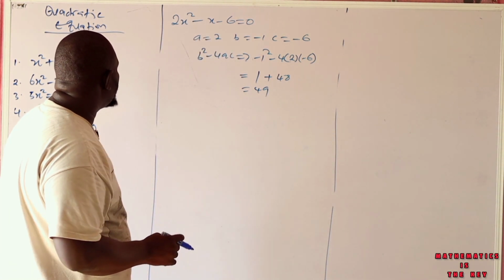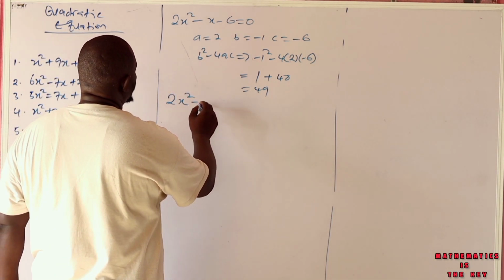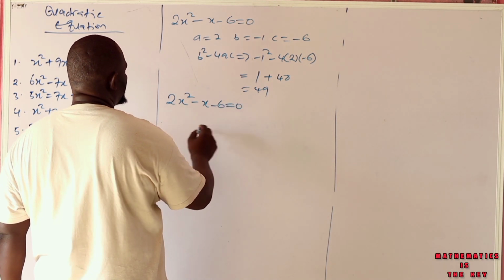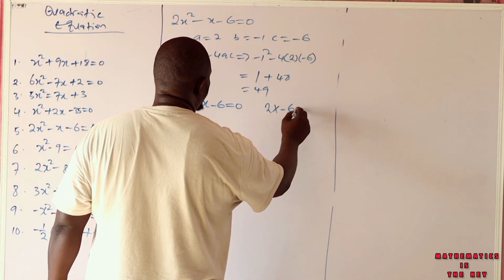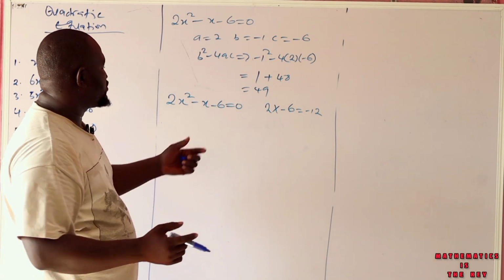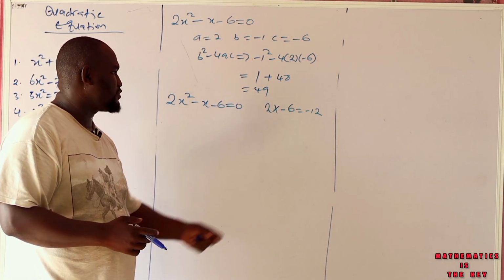Then the question can be solved using the factorization method. We proceed as usual. 2x squared minus x minus 6 is equal to 0. We multiply the coefficient of x squared, which is 2, by the constant term, which is minus 6, to give us minus 12. So we are going to find two numbers that multiply to give us negative 12 and add to give us negative 1.